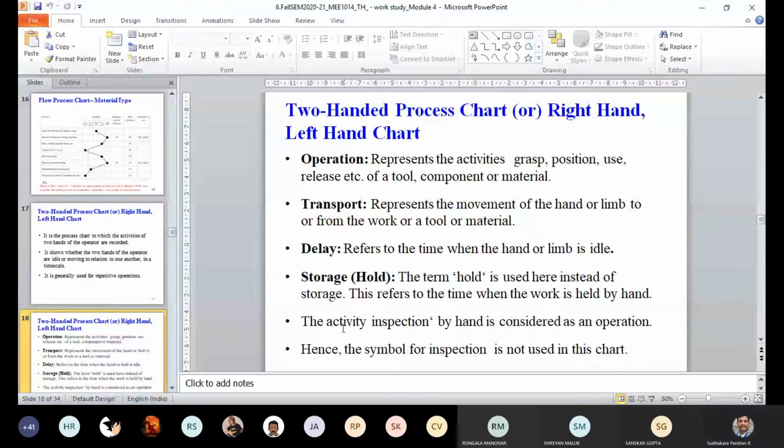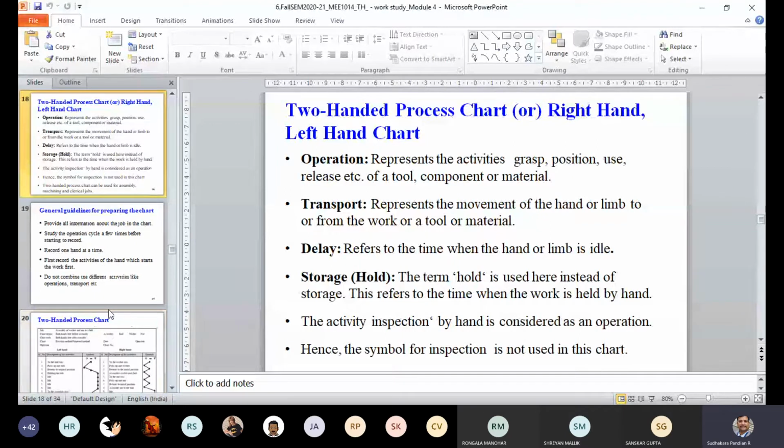So the activity of inspection by hand is considered as an operation itself. There is no separate inspection symbol here. Why? Because the hand is doing some operation, so the inspection is included in the operation itself. Using these steps or guides, we will go for the charting technique.